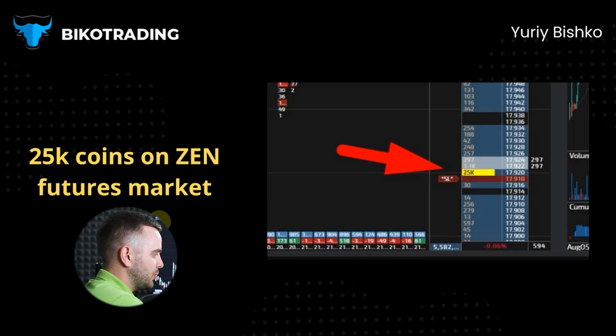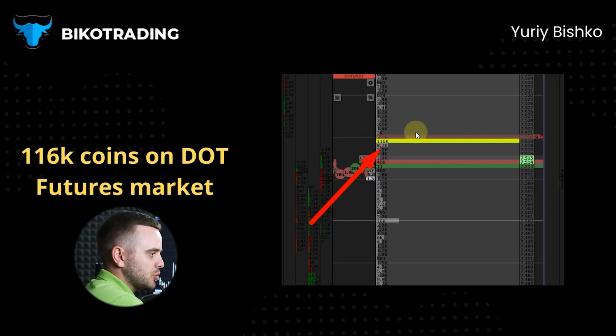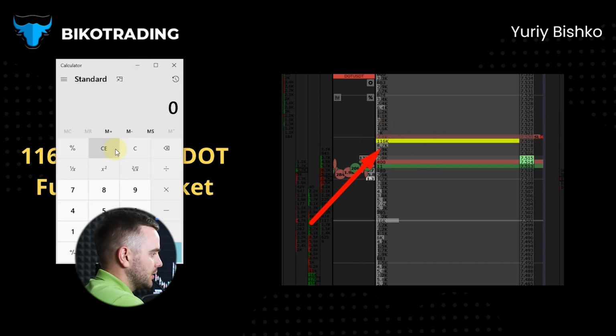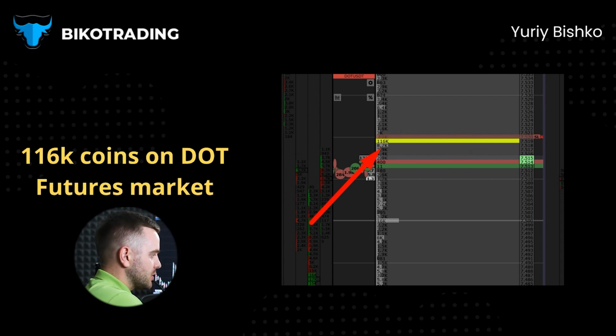A few examples of big size. Once more, this dot is 116,000 coins at price 7.51, and what you can do is multiply that size, 116,000 coins, by the price 7.5910. It was $872,000 sell limit at this price, and price, by the way, bounced from that.